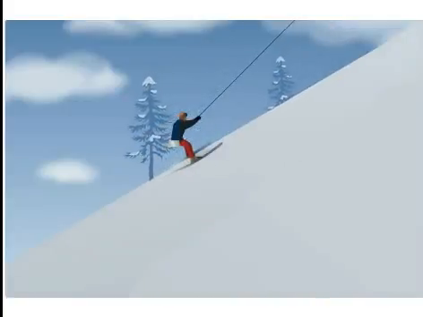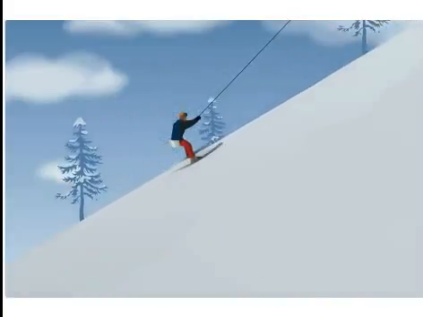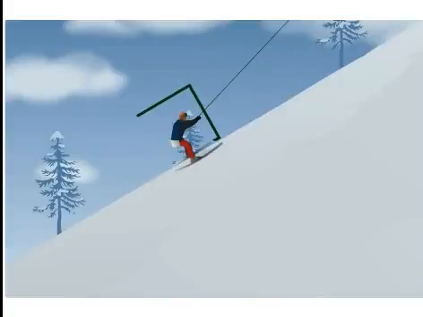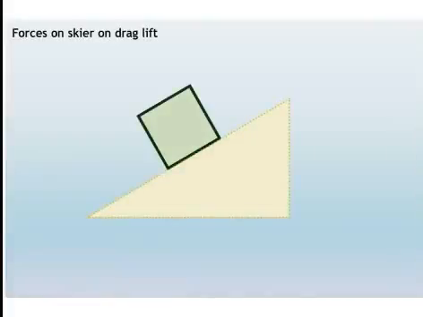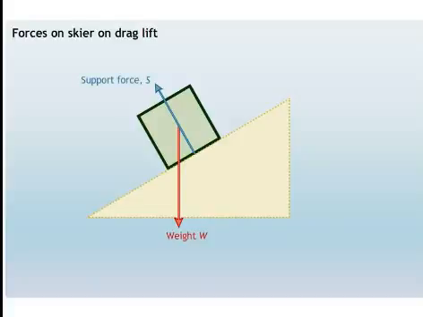Consider the forces on a skier going up the slope on a drag lift. The forces that keep the skier in equilibrium are his weight, W, the support force, S, supporting his body, the tension of the tow rope, T, and frictional force, F, down the slope, as the skier is now moving up the slope.